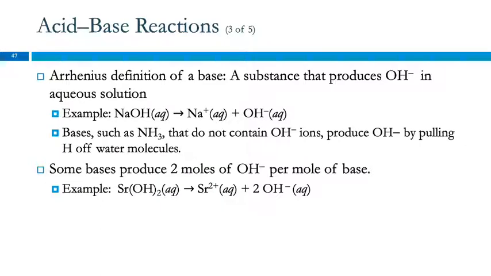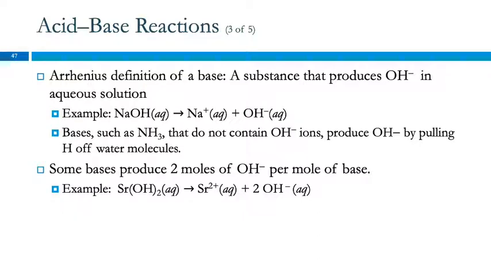Bases. So the Arrhenius definition of a base: a substance that produces hydroxide ion in aqueous solution. So the most obvious ones are metal hydroxides, things like sodium hydroxide. This is an ionic compound, and it dissociates into sodium ions and hydroxide ions. So there's the hydroxide ions.